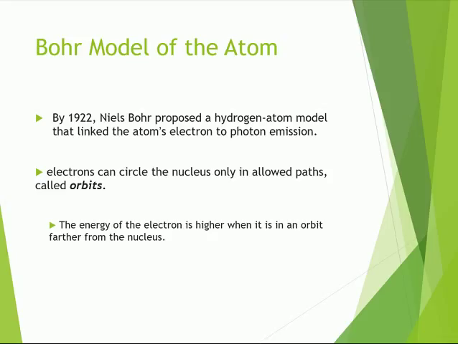So in this idea, the electrons can only move around the nucleus in allowed paths, which are now termed orbits. The energy of the electron is higher when it is in an orbit further away from the nucleus. Keeping in mind that image of a staircase, where in order to get further away from that bottom floor, you have to expend more energy. So if that electron is further away from the nucleus, that electron is in a more energetic state.